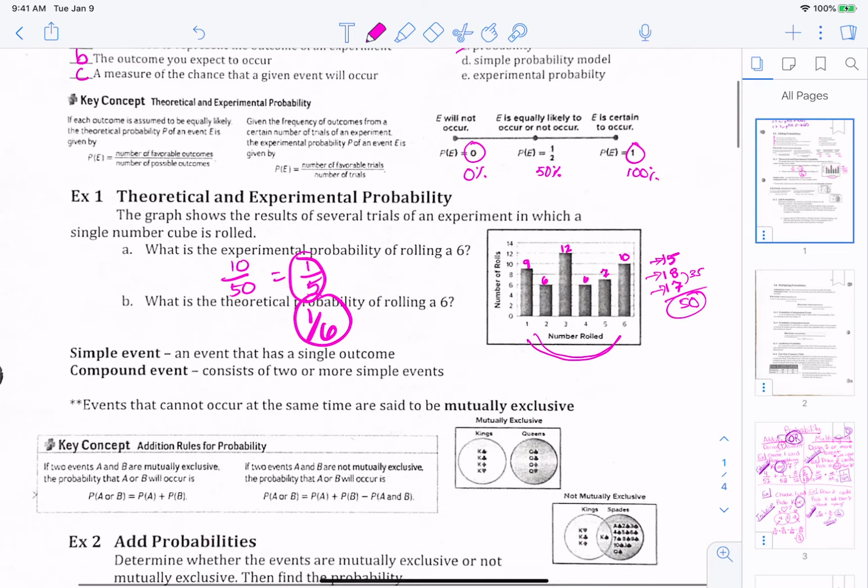All right, so a simple event is an event that has a single outcome. A compound event, which is what we talked about yesterday, I had you write down compound event on the top of your paper, consists of 2 or more simple events, okay? So this is when we are adding probabilities together or multiplying probabilities. So events that cannot occur at the same time are said to be mutually exclusive. So 2 things that cannot occur at the same time.